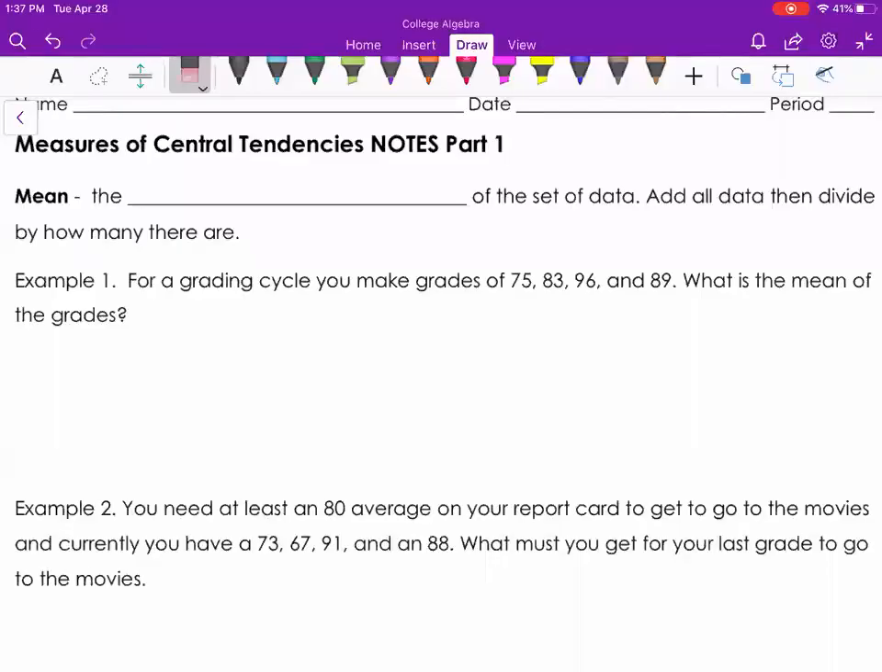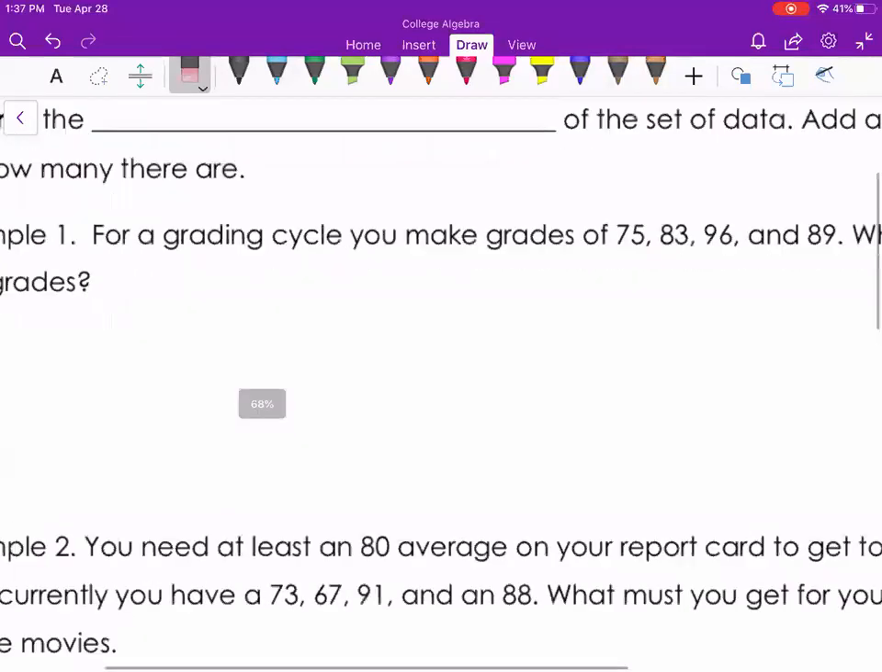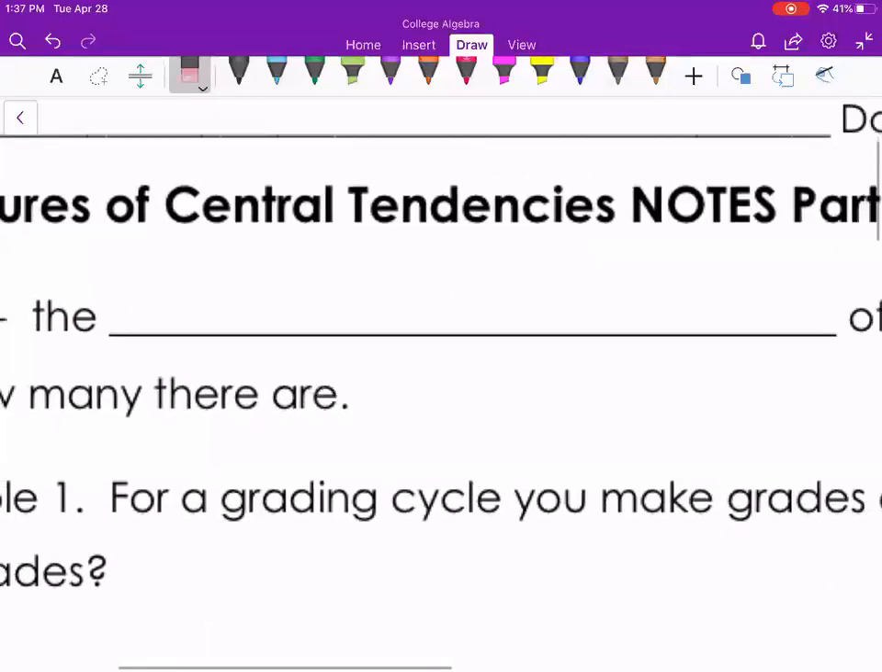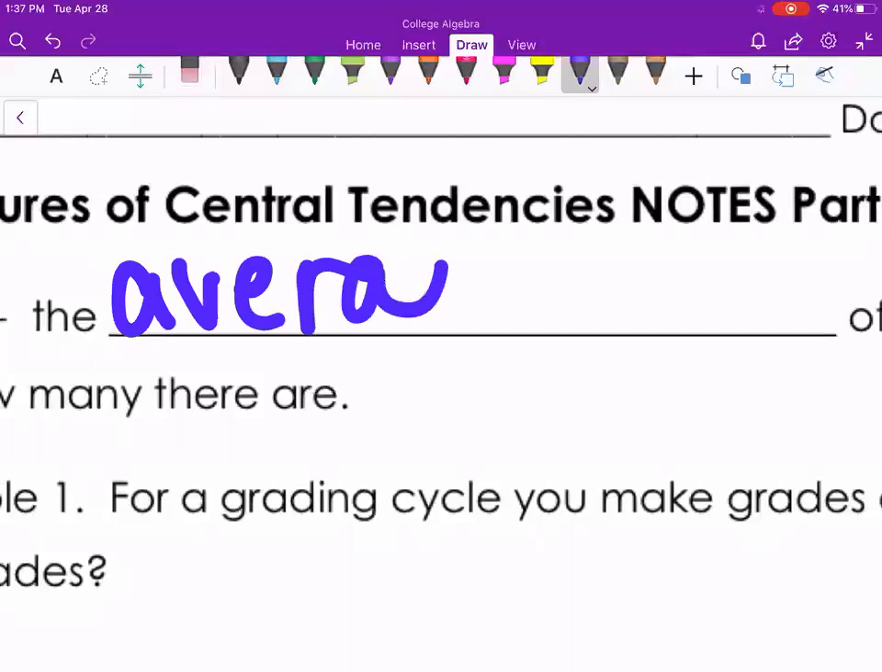All right, hi everyone. We are looking at the first section of Measures of Central Tendencies, Part 1. And the first section we're going to spend a little time talking about is the mean. Now, mean is something that you all should be very familiar with because it is one of the big ways that we decide what your grade is going to be at the end of each cycle. So specifically, mean, or what we know it as, is the average of a set of data.